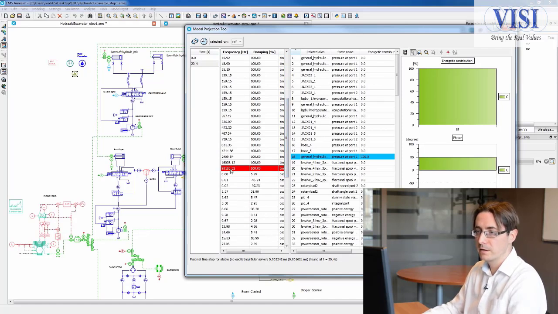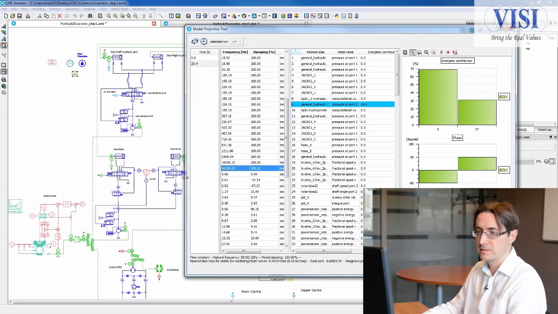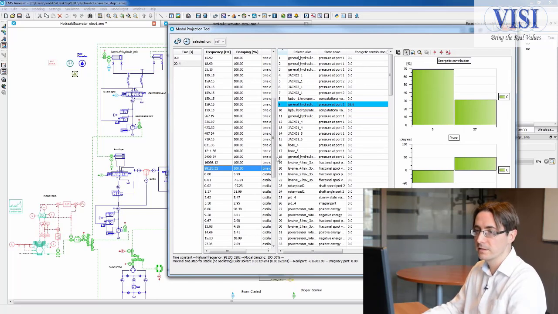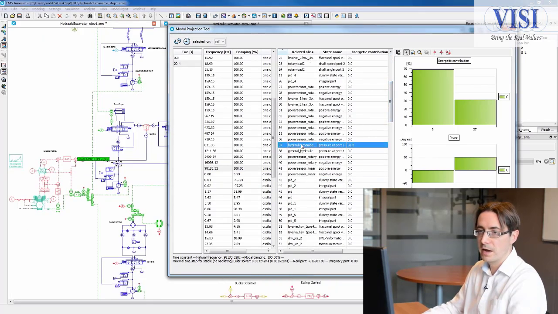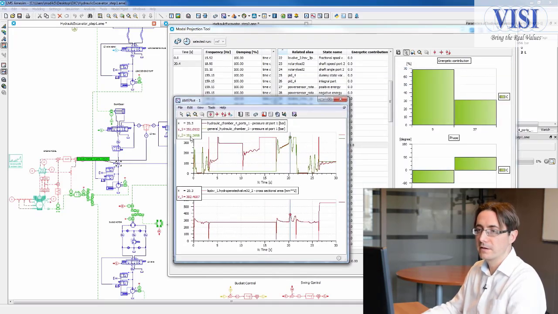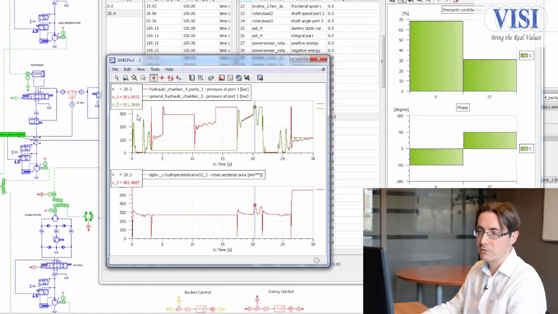Here we click on the maximum frequency of the system, close to 100 kilohertz, and we can see that 2 components are involved in this high frequency. And these components are 2 hydraulic chambers which are included in the dipper actuation system. What's happening at 20.4 seconds of the simulation? We see here that we have pressures that are almost equivalent, and we have a cross-sectional area between the 2 chambers which is very high.